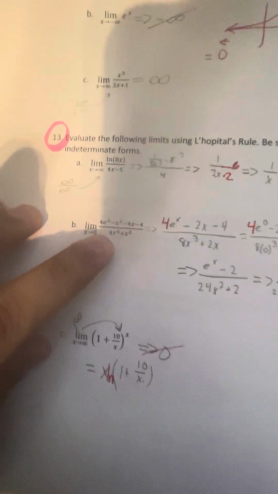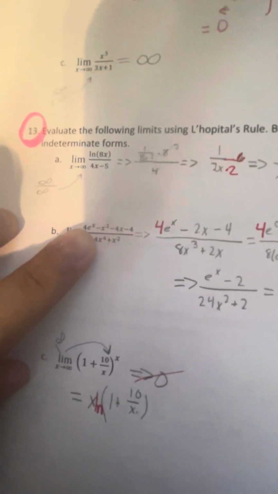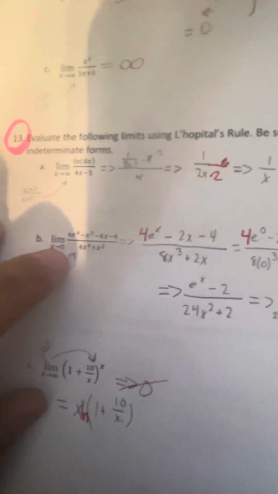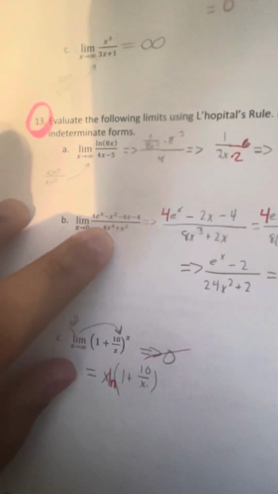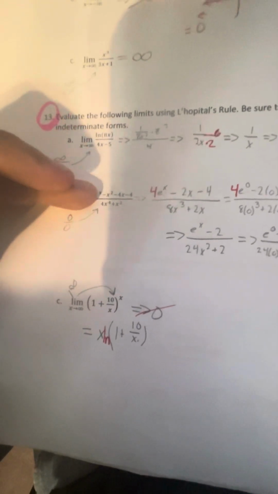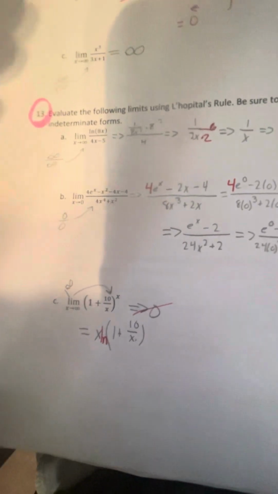Now for B, we have the limit as x goes to 0 of 4e to the x minus x squared minus 4x minus 4 all over 4x to the fourth plus x squared. Now again, if you just direct substitute, this will be 0 over 0. So you can't just go with that, you gotta use L'Hopital.